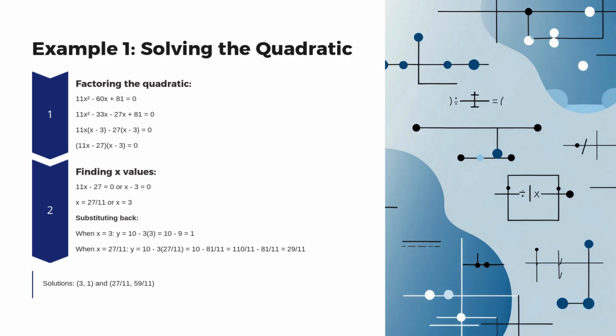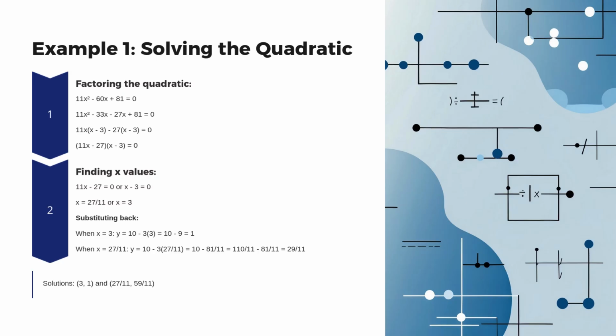Find the x values from the factored form. 11x minus 27 equals 0, or x minus 3 equals 0. This results from the zero product property, which states that if a product of two factors equals 0, then at least one of the factors must be 0. Solving 11x minus 27 equals 0 gives x equals 27 over 11. This follows from adding 27 to both sides and then dividing both sides by 11. Solving x minus 3 equals 0 gives x equals 3. This is obtained by adding 3 to both sides to isolate x.